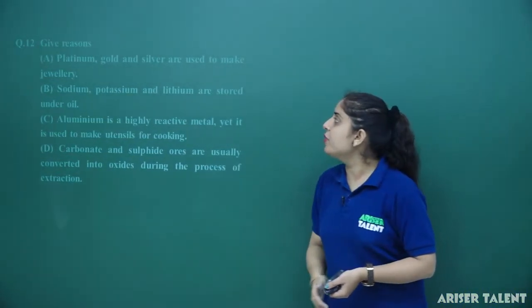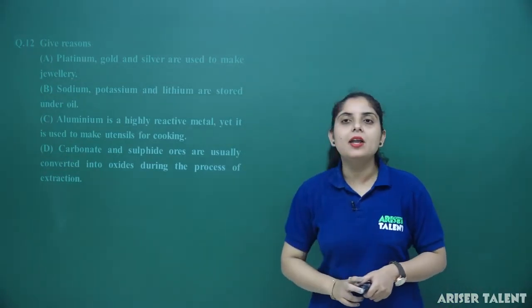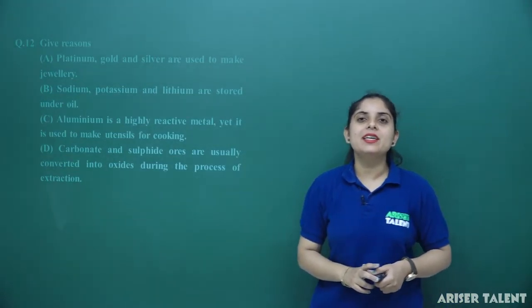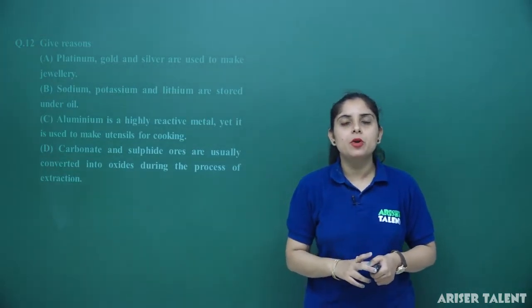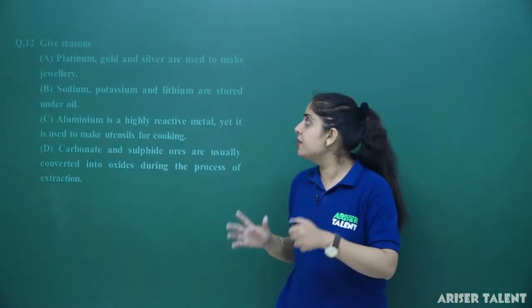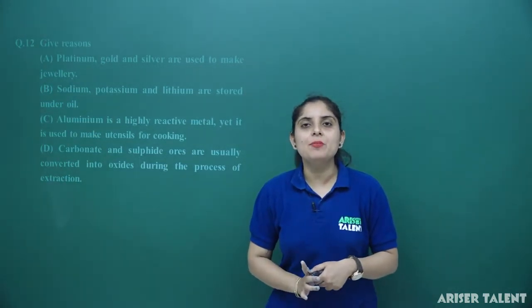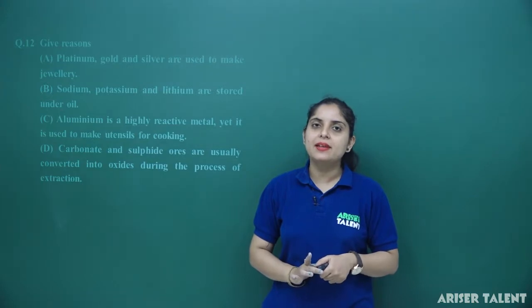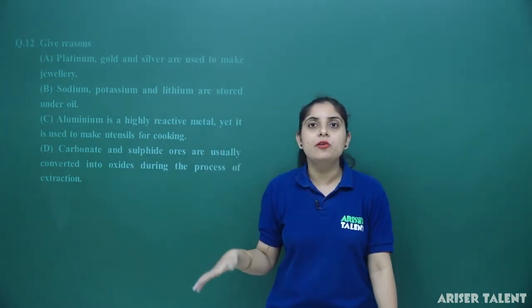Next question is give reasons. First, platinum, gold and silver are used to make jewelry. So you have seen that the jewelry we are wearing is not made up of iron, aluminium or some other metal. In fact, we are wearing jewelry that is made up of platinum, gold and silver. And why are we preferring these metals over the other metals? The main reason is that these metals are non-reactive.